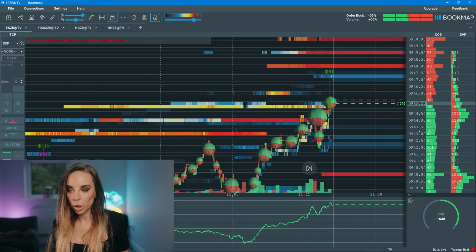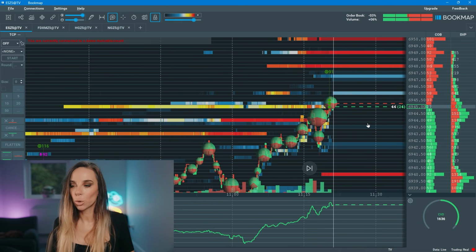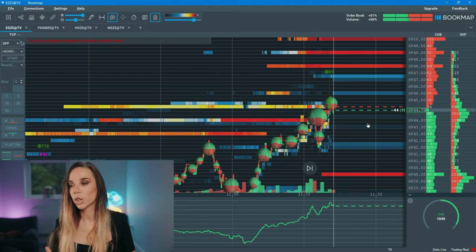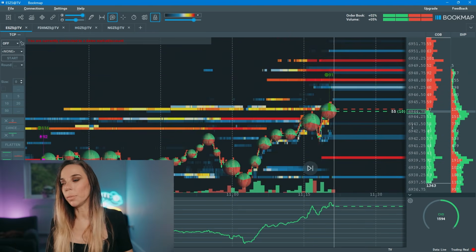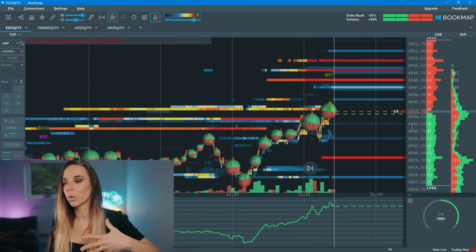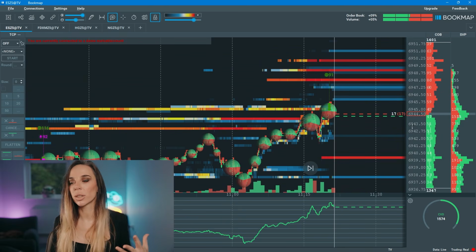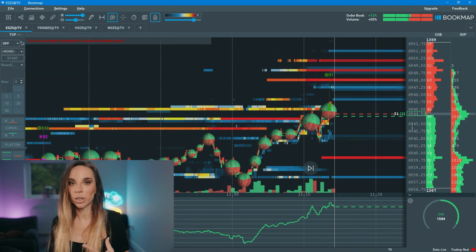But if it's a range day, for example, I do use Bookmap a lot more because you can see where the orders are stacked and you can actually define the range pretty well. But for momentum moves, trending moves, intraday swing points, I only use it for entries and exits.